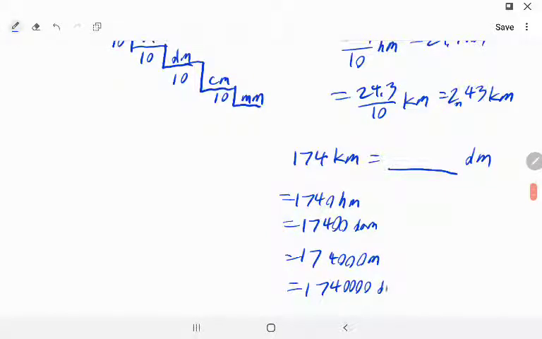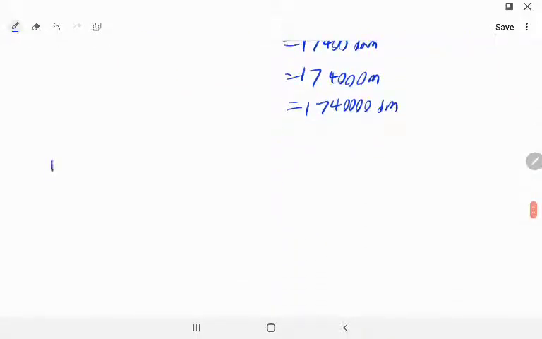And so that finally gets us to 1,740,000 decimeters. And so you notice that's pretty much why we have the prefixes. Trying to say 1,740,000 decimeters to get from one city to another, when you could just say 174 kilometers, it makes much more sense to use kilometers. And so in general, if we're actually measuring things on a map, or when we're measuring things around our house, we can think about what scale is most appropriate.